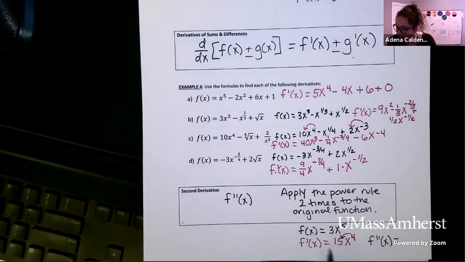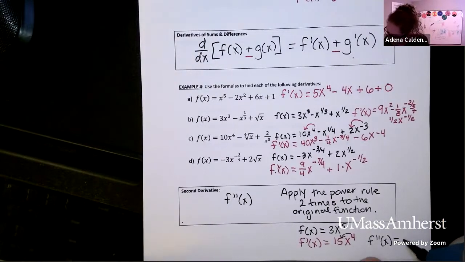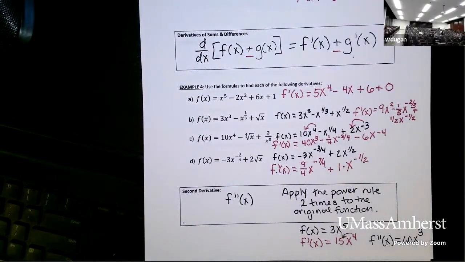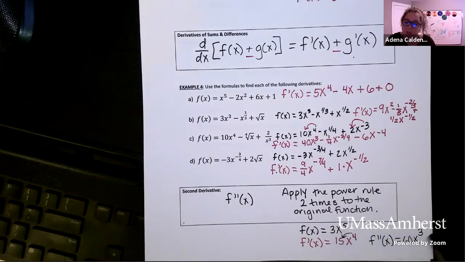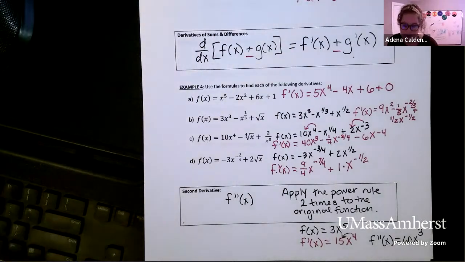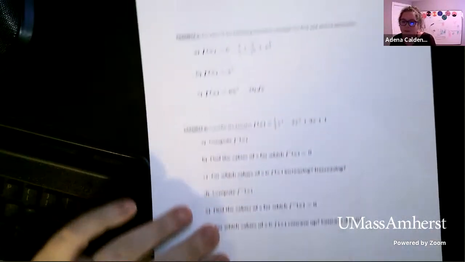So I would go ahead to the 15x to the 4th, and now the 4 will come down to multiply the 15, giving me 60, and subtract 1 from the power, 60x cubed. So I'm applying the power rule 2 times, once to go to the first derivative, and then again to go to the second derivative. The power rule works the same way to get to the second derivative, so I'm not doing anything too crazy to go from understanding the first derivative to the second derivative. Okay, so let's try an example with some second derivatives.